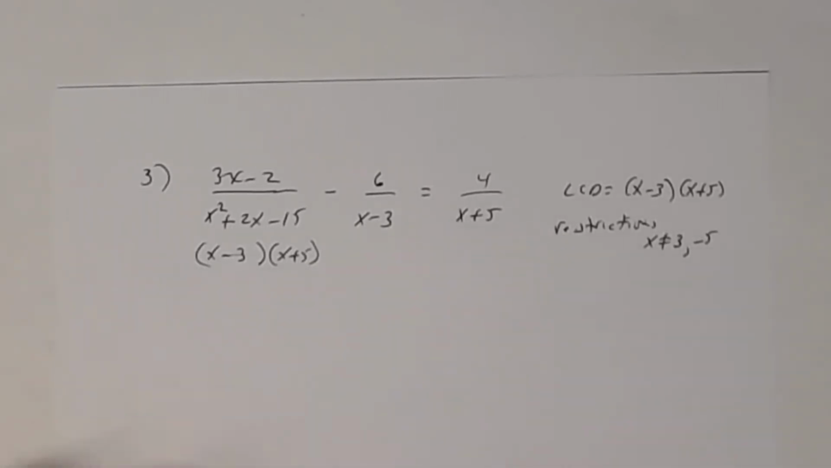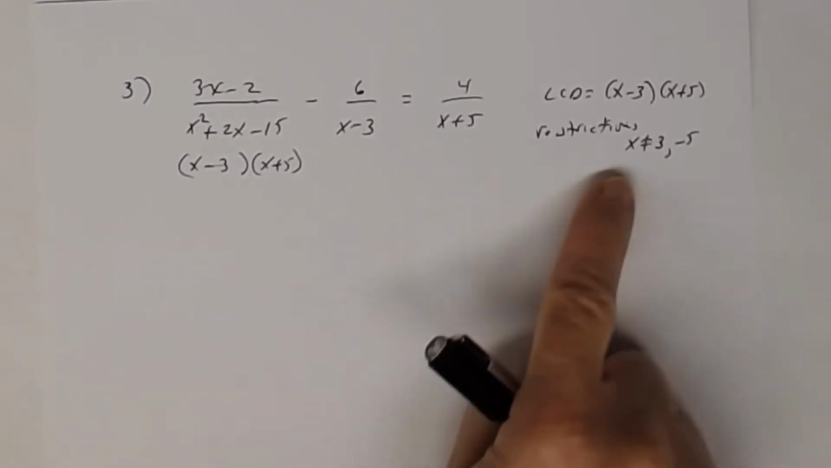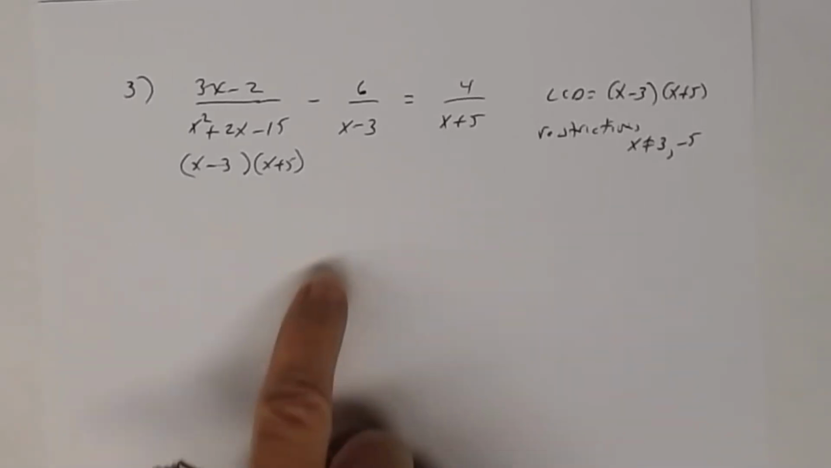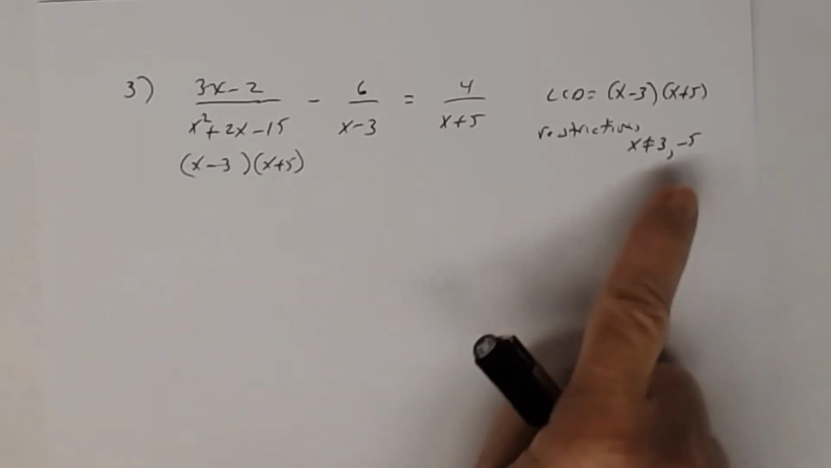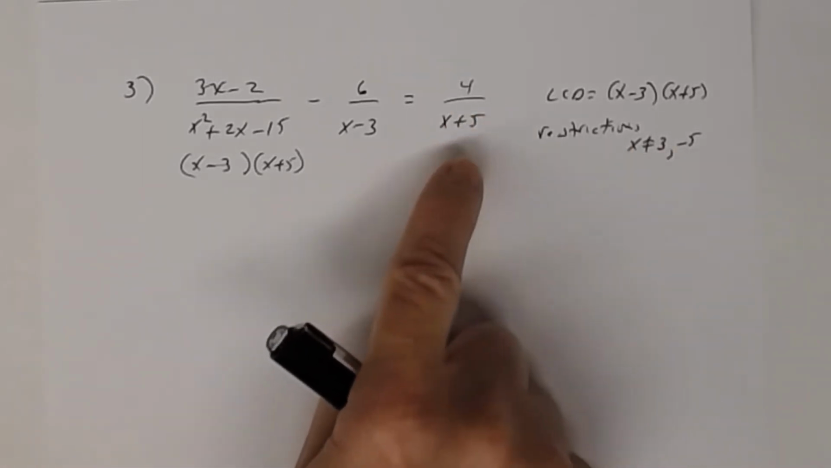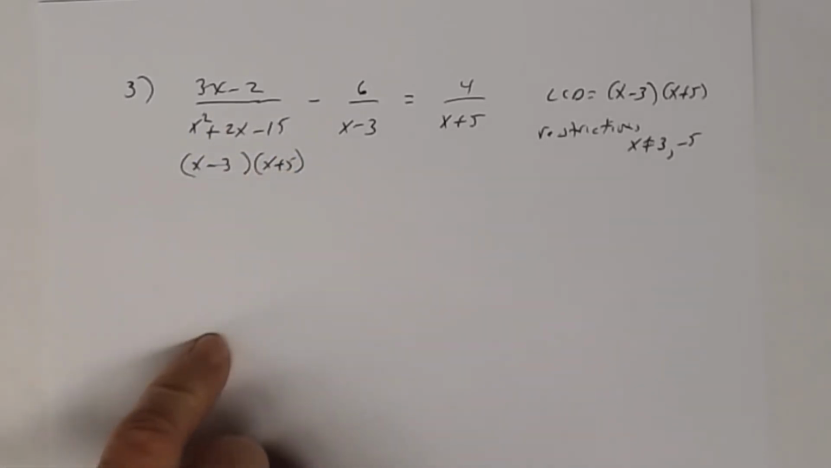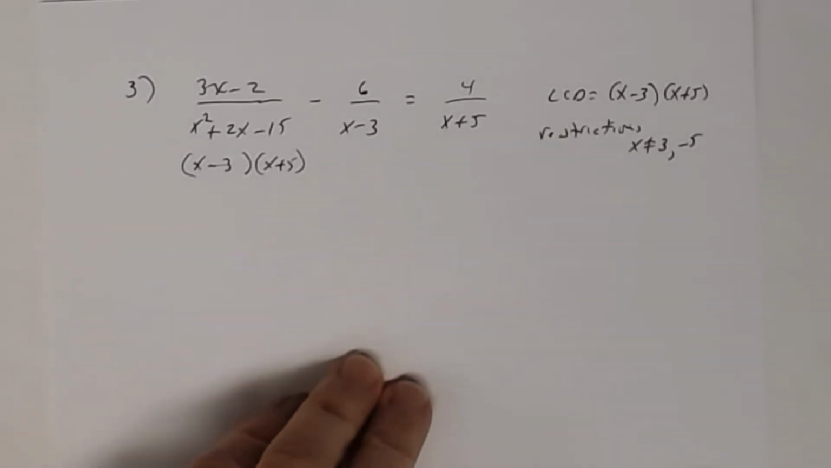So basically, if you do all this work and you got x to be, let's say, 3, which is a restriction, you would say no solution. The same thing if you did all this work and you got x to be negative 5, you would say no solution because negative 5 makes this denominator 0 and also makes this denominator 0. All right, so you can never divide by 0. It's undefined.